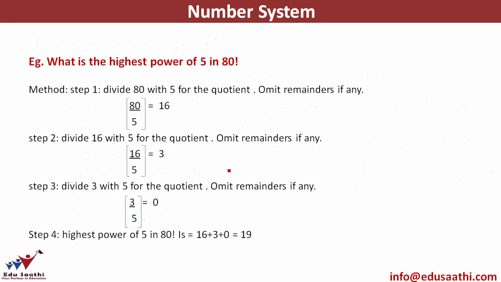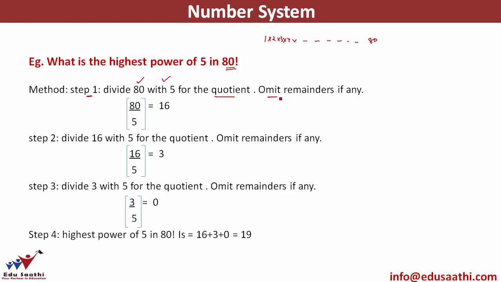So let's look at another question that we have. What is the highest power of 5 in 80 factorial? So the question that we are given is 80 factorial. Now, it is very difficult for me to write 80 factorial as 1 into 2 into 3 into 4 into so on up to 80, then combine all the 5s. So I have an easier method. The method is a 4-step method. The first step being divide 80 with 5 for the quotient.